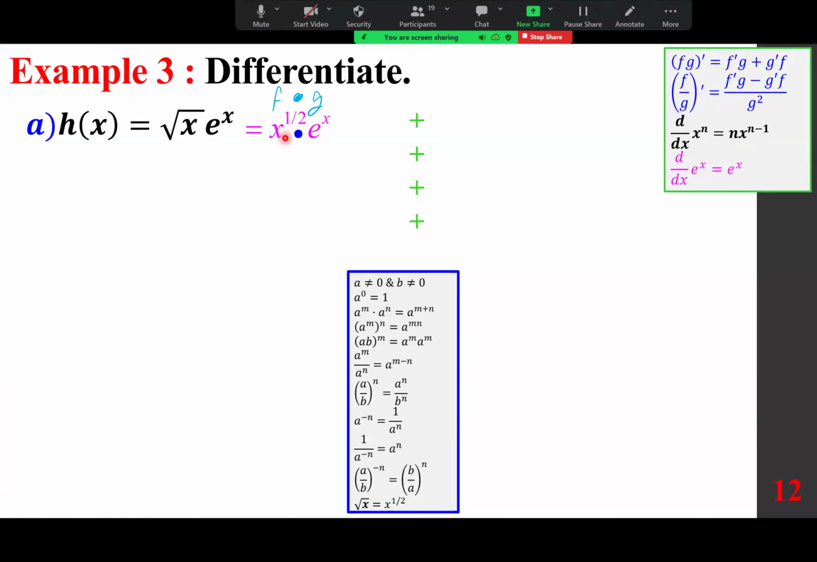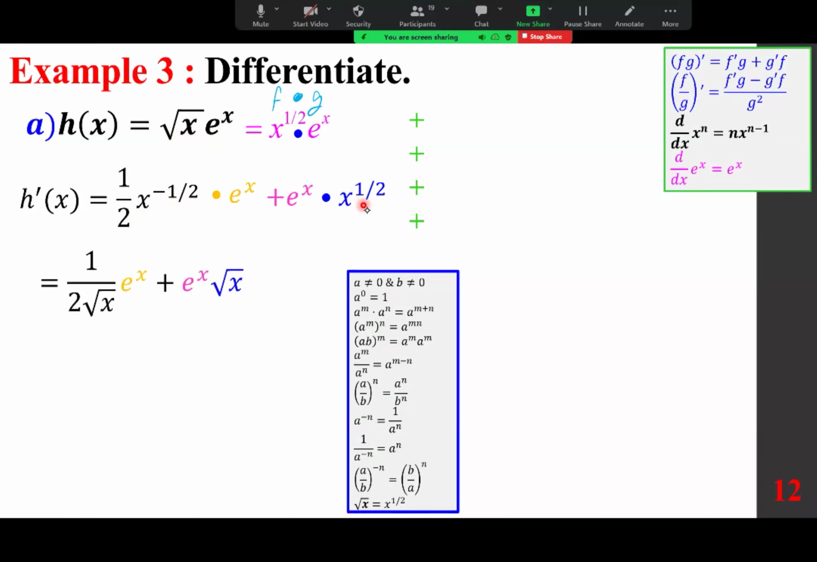F prime is half of x to the power of negative 1/2 using this, times g, that means simply e to the power of x, plus g prime, the derivative of e to the power of x is itself, times f, the first function. You can write that as square root of x or x to the power of 1/2. So what happens here, we are going to take this down, make it to the power of 1/2. Remember the negative exponential rules. In this case, we are using this one. So I'll put all the information for you here. Take it down, x to the power of 1/2, and bring it back to the format of square root of x, and this guy is square root of x also.